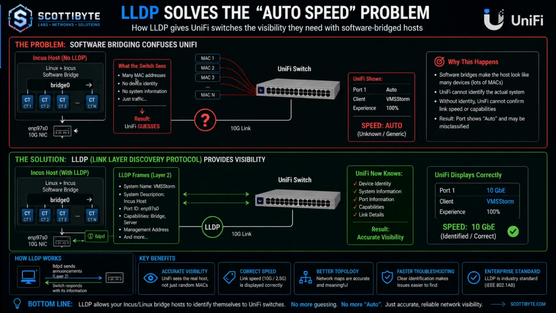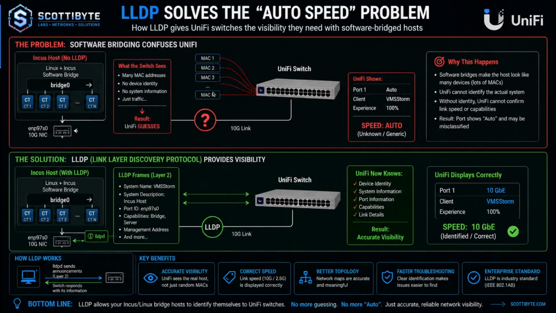And so there are many MAC addresses that are really being presented by this one physical server, which is kind of how it was designed to work. So there's no unique device identity and there's no system information. There's just a whole bunch of traffic. And so as a result, any managed switch, and in my case, a Unifi switch, just has to guess what's out there. And we've kind of confused it.